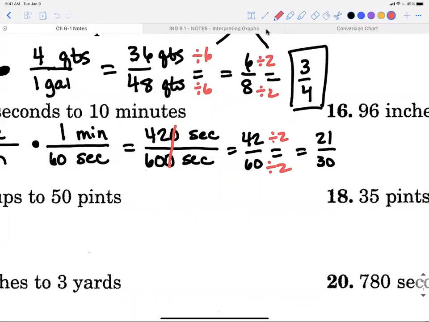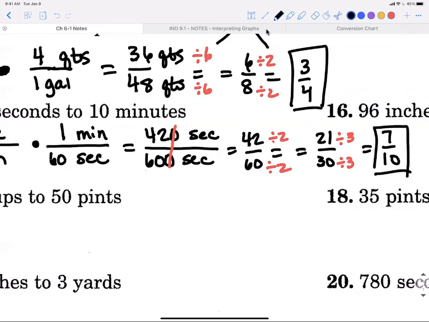Now what? Can I keep going? Yep, both of those are divisible by 3. How do I know? 2 plus 1 is 3, and 3 plus 0 is 3. So that tells me they are both divisible by 3. 7 over 10. Can I keep going? Nope, 7's prime, so I know I have to stop.